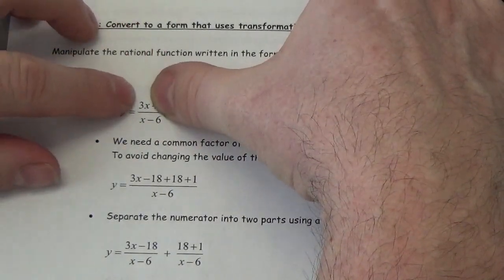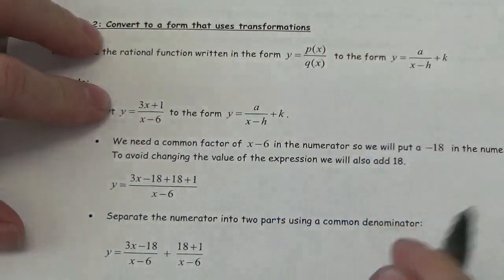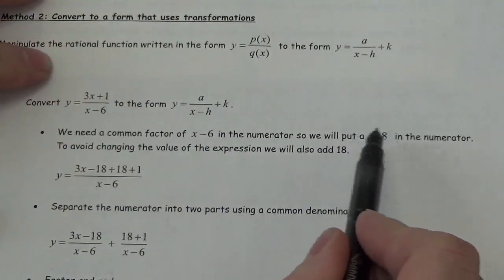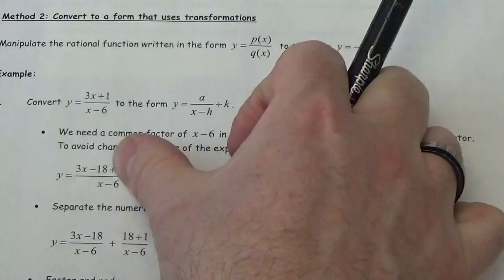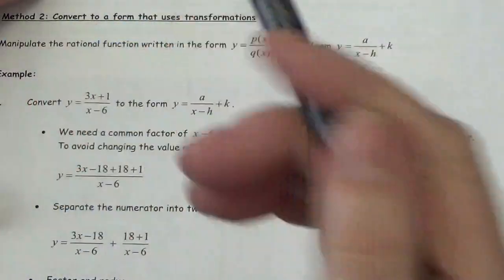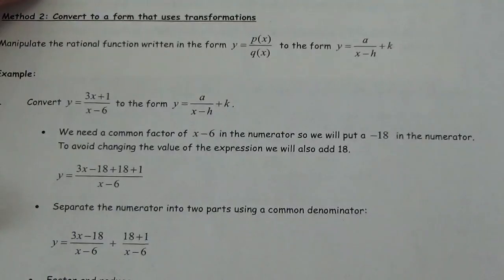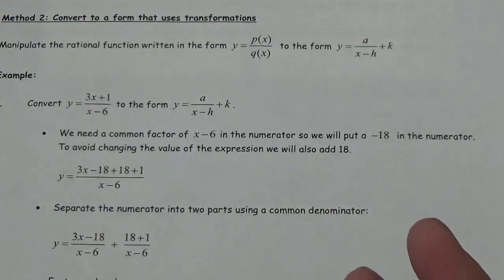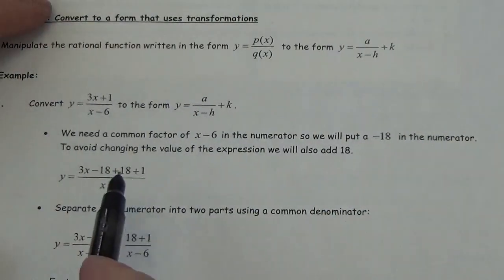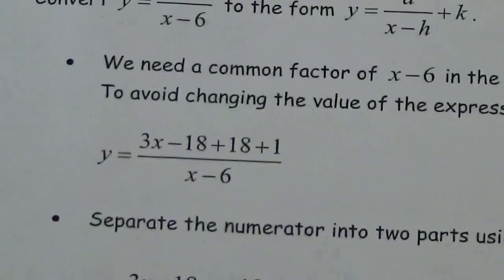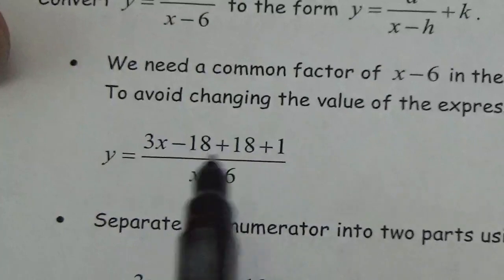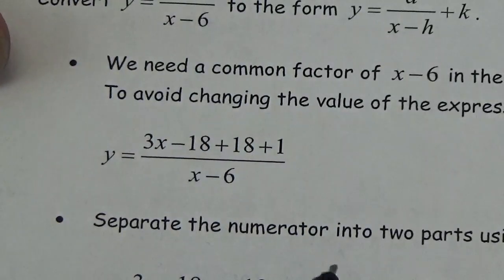So it would be like 3 multiplied by x minus 6. So that's what I've got to do. I've got to take that negative 18 and put it in the numerator. But just putting a negative 18 in there changes the value of the expression here. So I've got to balance that by adding 18. So right here, the overall change to the expression is 0. I haven't done anything.